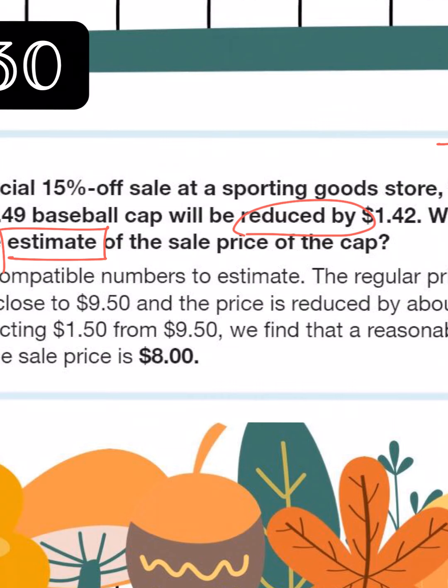So what it's telling us to do is $9.49 is close to $9.50, and then $1.42 is also pretty close to $1.50. And subtracting $1.50 from $9.50 is a lot easier than doing this method up here. Don't y'all agree? $9.50 minus $1.50. We know 50 cents minus 50 cents is what? 0. And then 9 minus 1 is 8. It's a whole lot easier, and you can probably do that in your head when you simplify it like that. So the reasonable estimate of the sale price would be 8.